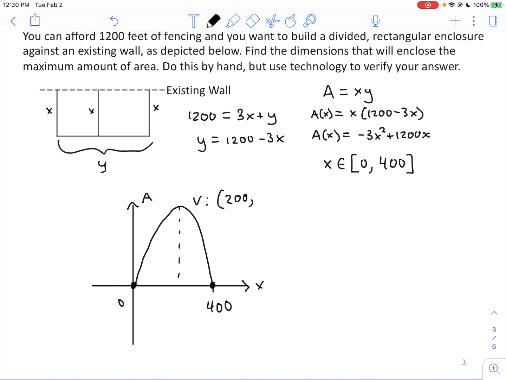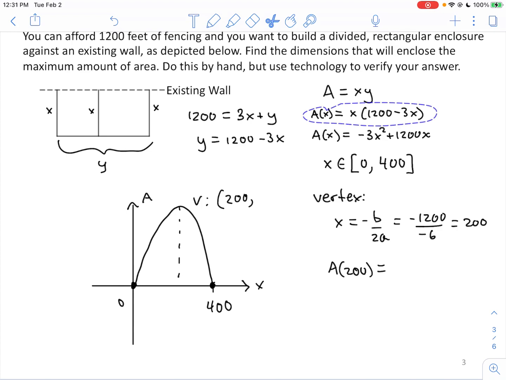The other way to get the vertex, of course, is to do the x-coordinate will be negative b over 2a. And you're looking at this version to see what the b and the a are. The c would be 0, but the b is 1,200 and the a is negative 3. So when I do negative b over 2a, double negative 3, I get negative 6, and then do this division, I get 200, which is exactly what we expected to get by using symmetry instead. And then, of course, the y-coordinate would be doing A of 200.